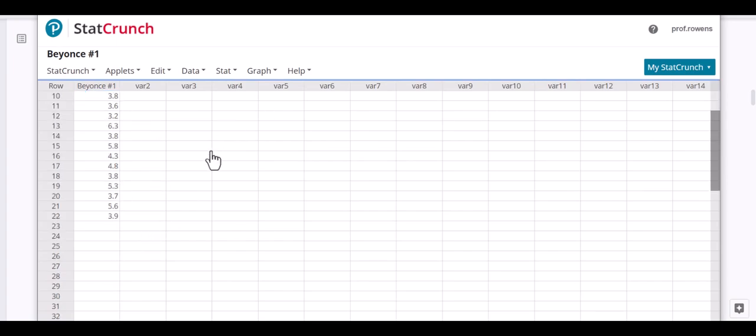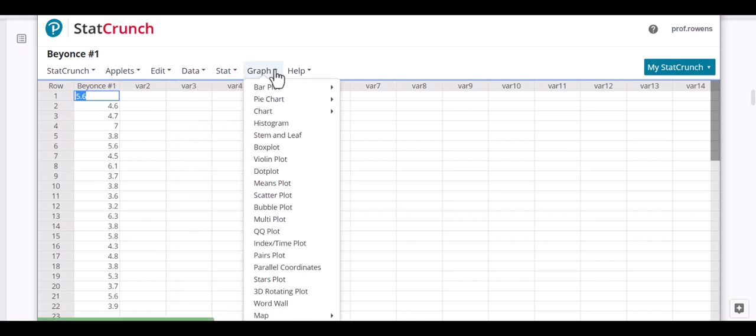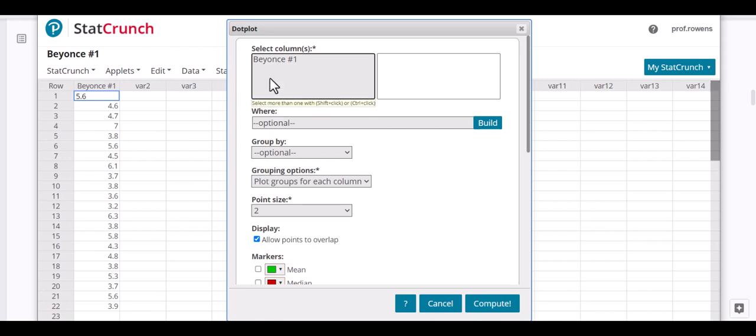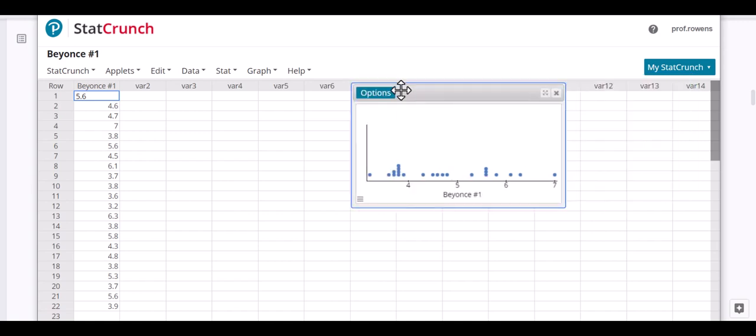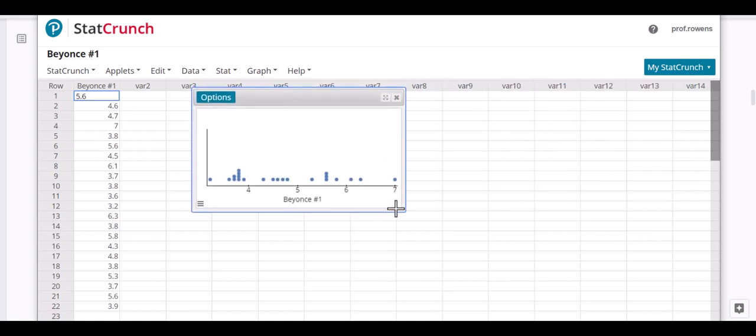And so what we want to do is draw a dot plot. So let's remind ourselves, how do we do that? We go to Graph, and then we choose the one that is dot plot. So click on dot plot, we want to select Beyonce, and then just compute. And so here is our dot plot.